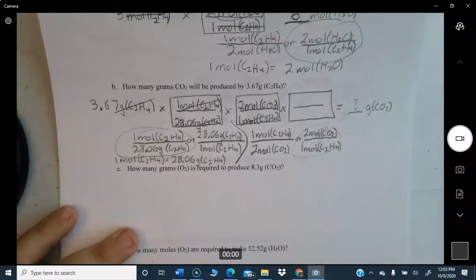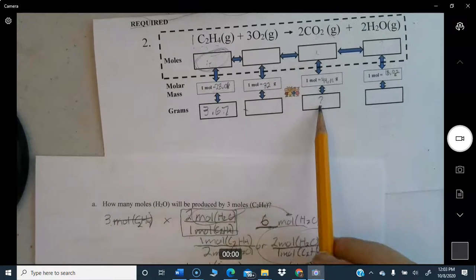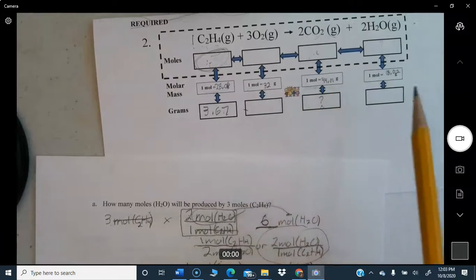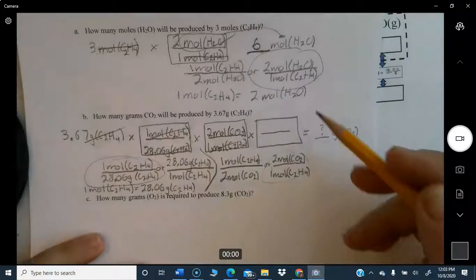And finally, the last one is going to be the molar mass to get from moles of CO2 out to grams of CO2. You've got to use that molar mass. So I'll just write the ratios of that. I'm running a little short on space again here.